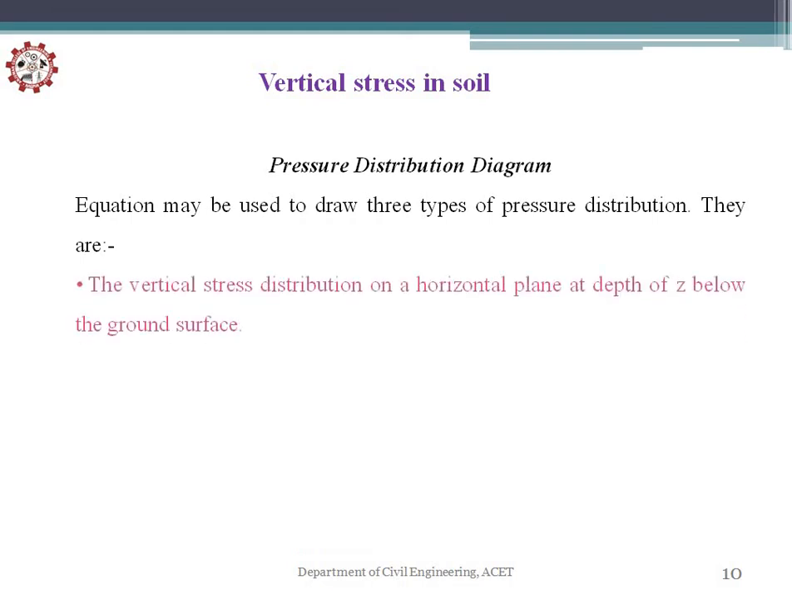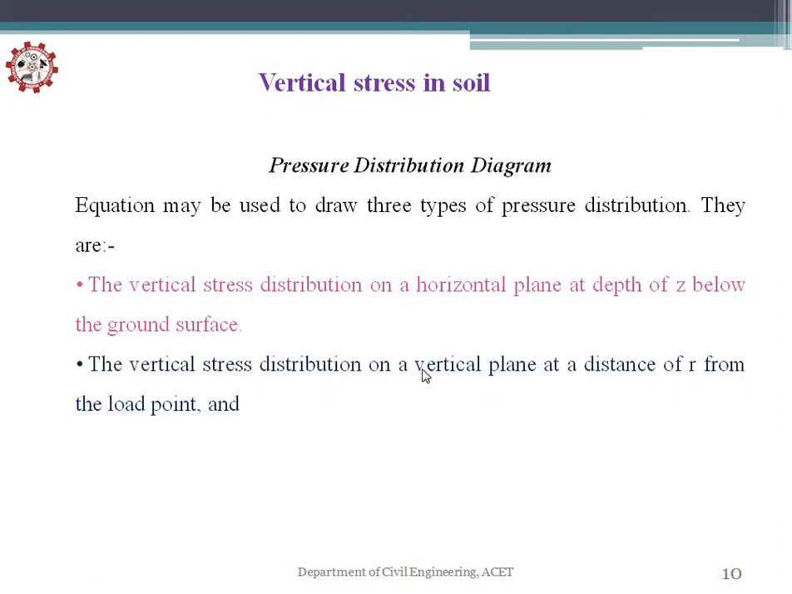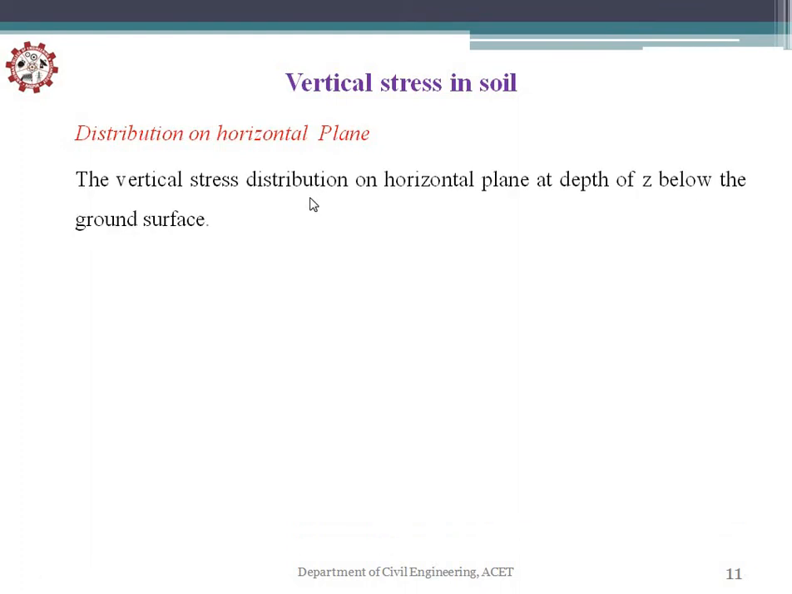They are the vertical stress distribution on a horizontal plane, that is most important. First is the horizontal plane at a depth z below the ground surface. Second is the vertical stress on the vertical plane at a distance r from the load point, and third are the isobars. So next is vertical stress in soil distribution on horizontal plane. First point we need to discuss: vertical stress distribution on horizontal plane at depth z below the ground surface.